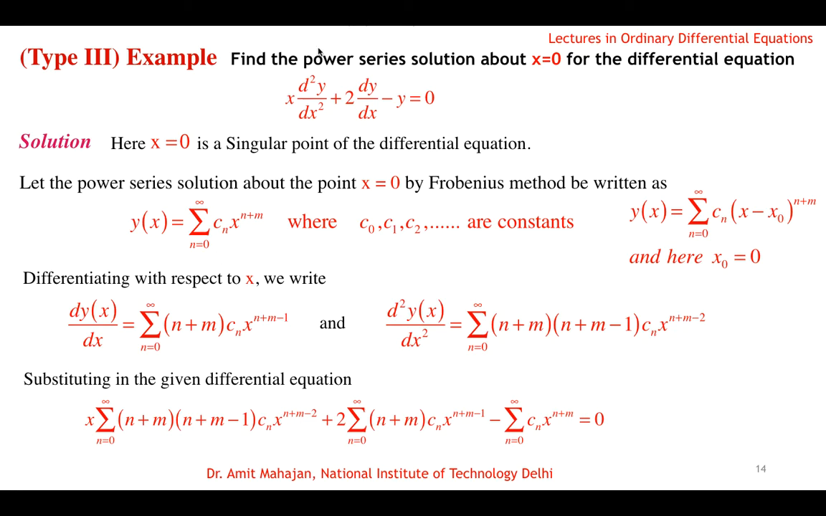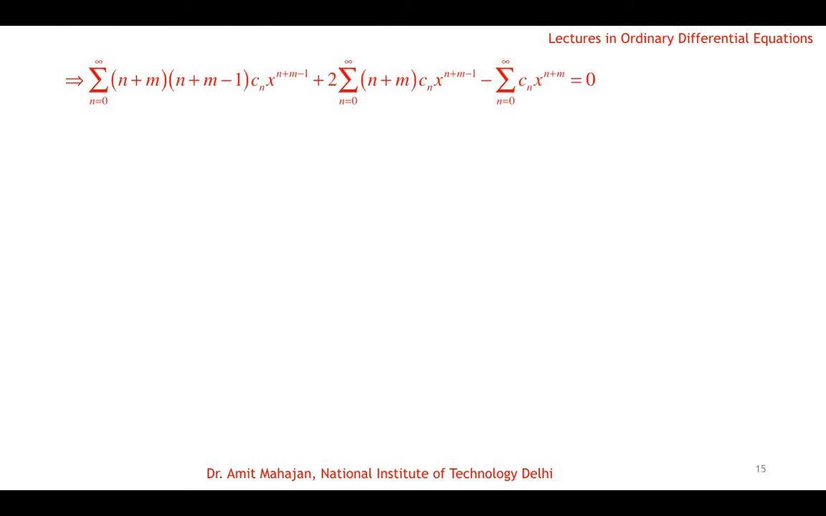So it is x times the second derivative series, plus 2 times the first derivative series, and minus y. Then take this x inside here, so it becomes x power n plus m minus 1. The other factor is already a constant outside, so you just need to take one x inside this series, and the power changes here.